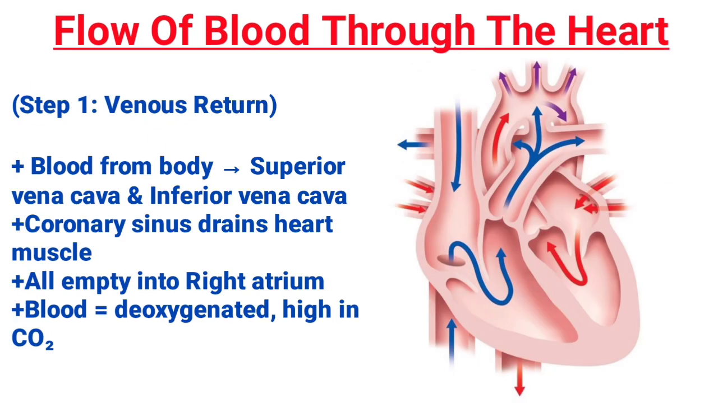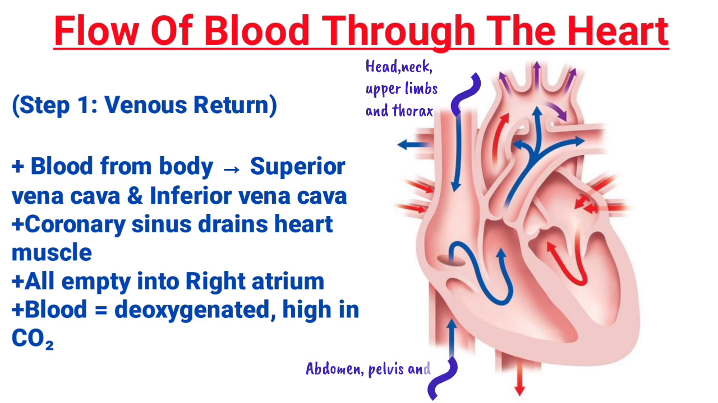The deoxygenated blood from the systemic circulation returns to the heart through the two large veins: the superior vena cava, which drains blood from the head, the neck, the upper limbs, and the thorax, and the inferior vena cava, which returns blood from the abdomen, pelvis, and lower limbs. Additionally, we have the coronary sinus, which collects the deoxygenated blood from the myocardium itself and empties directly into the right atrium. So at this stage, the blood is low in oxygen and rich in carbon dioxide.